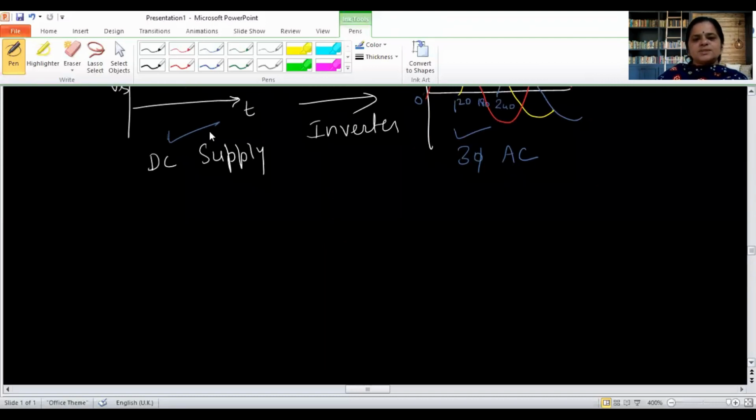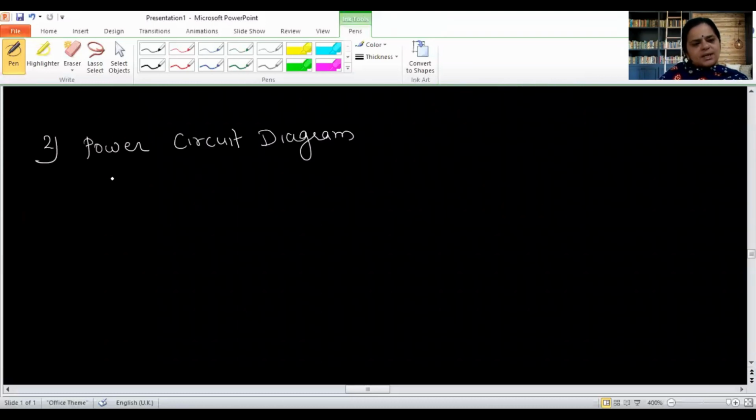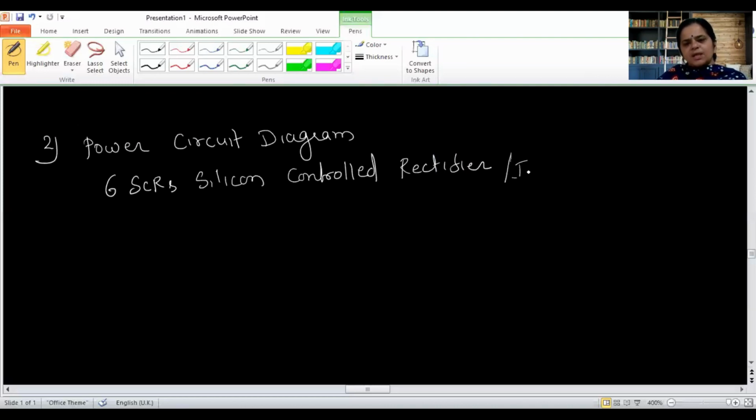Now let us discuss its power circuit diagram. So the second thing is the power circuit diagram. When I talk about its power circuit diagram, to make the power circuit, it requires 6 SCRs. SCRs means silicon controlled rectifiers. We can use MOSFETs also in place of SCRs. We can use IGBTs also, insulated gate bipolar transistors.